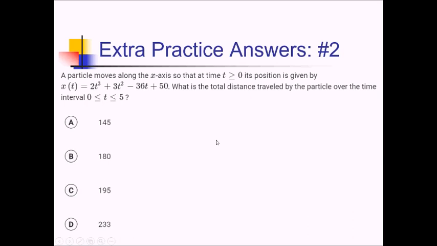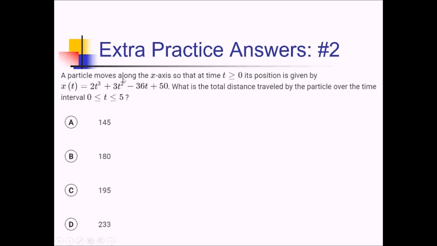For this no calculator problem, we have a particle moving along the x-axis with a position given by x of t here, and we want the total distance traveled by our particle over the interval from 0 to 5. So in order to figure this out, the important question here is, am I changing directions at any given time? Because otherwise, I could just take the position at time 5 and subtract from that the position at time 0, and this would be a relatively quick and painless problem.